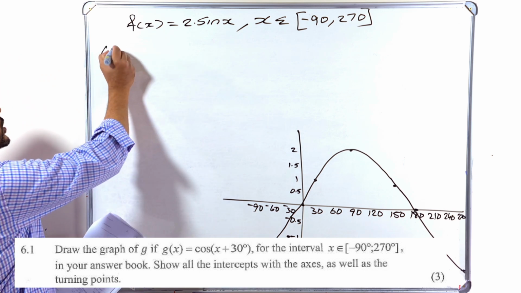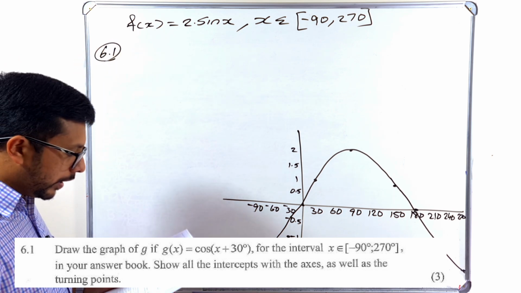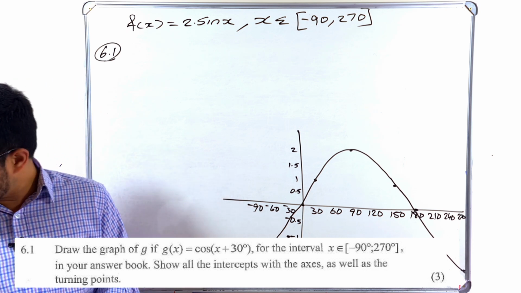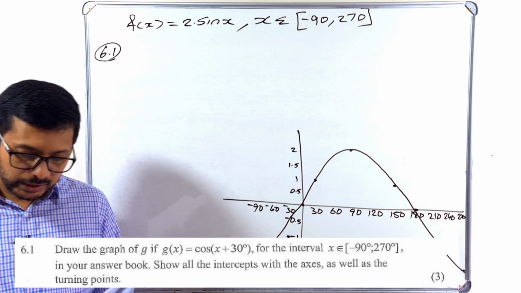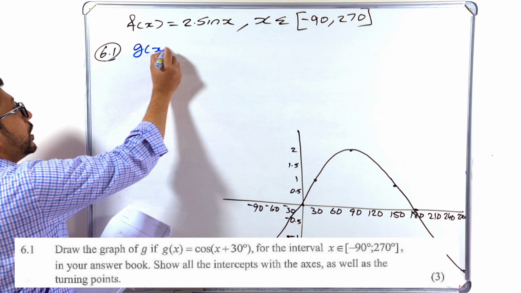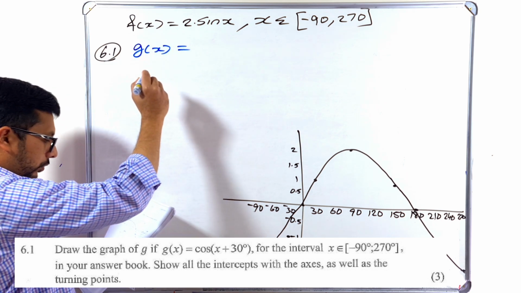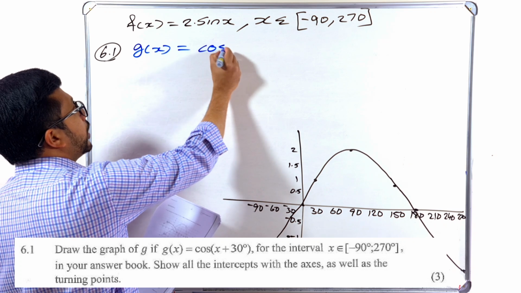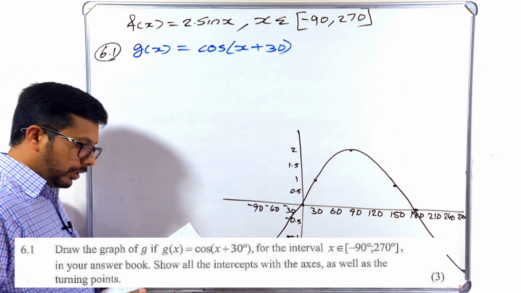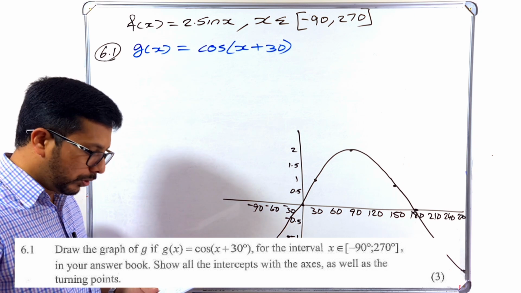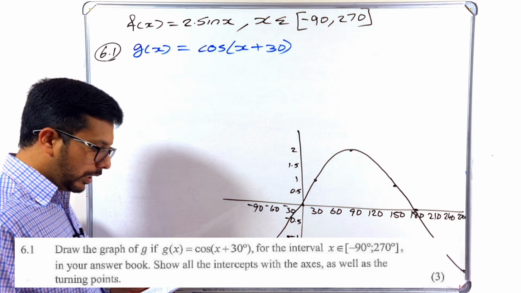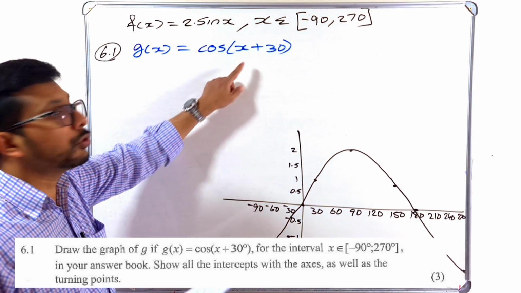Question number 6.1. Draw the graph of g if g of x is equal to cos of x plus 30 for the interval minus 90 to 270. So now the first question is, you have to draw another graph g of x, and what is the equation of that g of x graph? Cos of x plus 30 for the interval minus 90 to 270 in your answer book. Show all intercepts with the axis as well as the turning point. So you have to draw this graph.